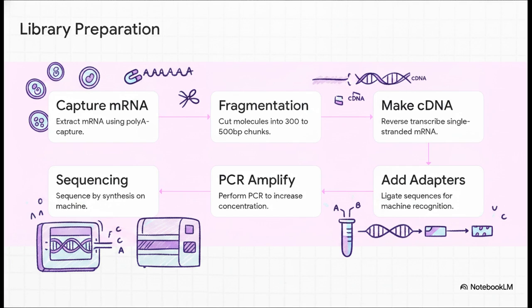After that, we do reverse transcription. Since the dominant sequencers out there only read double-stranded DNA, we have to convert our single-stranded mRNA into robust, machine-readable complementary DNA, or cDNA. Next up, we ligate adapters onto the ends. Think of these as platform-specific barcodes or handles that the sequencing machine will recognize. Then, we use PCR amplification to beef up the concentration. And finally, we load this beautifully amplified library onto the machine and we sequence it.